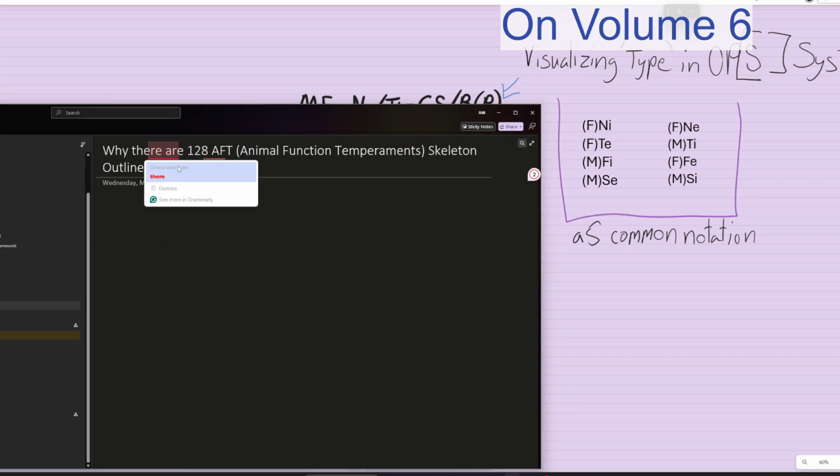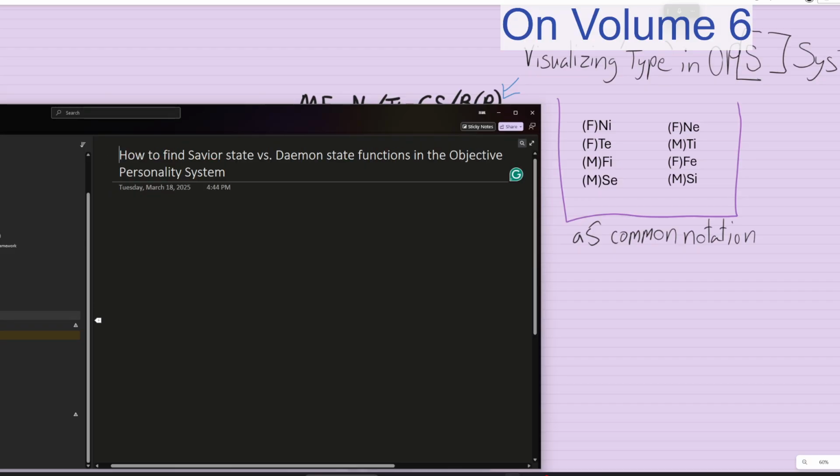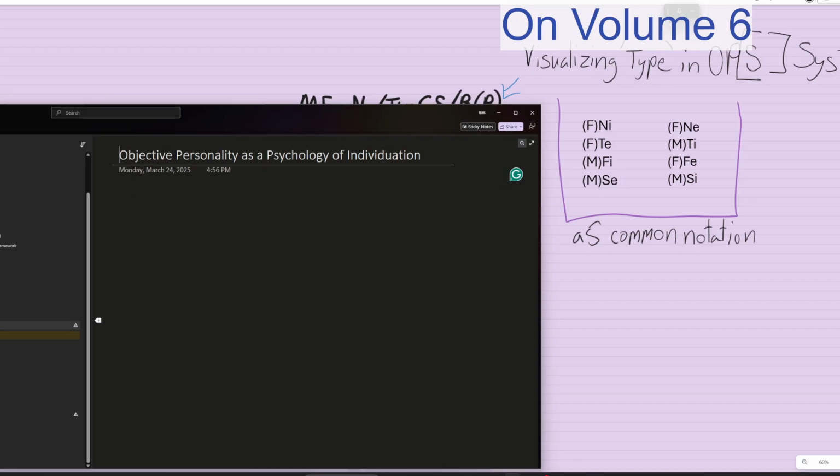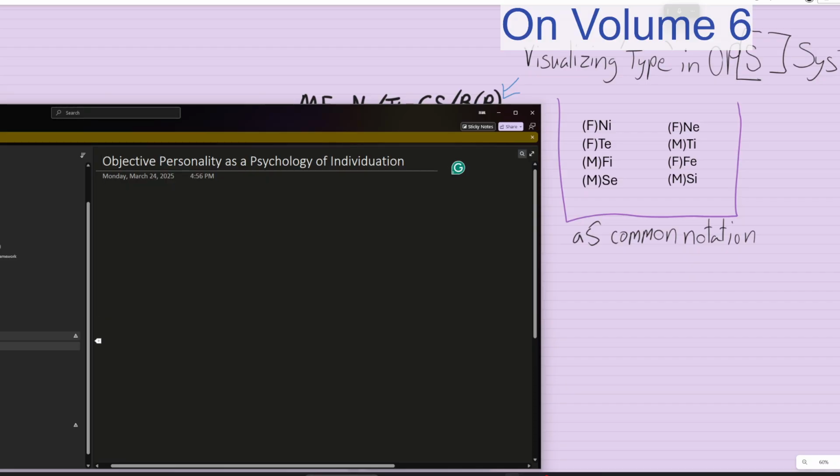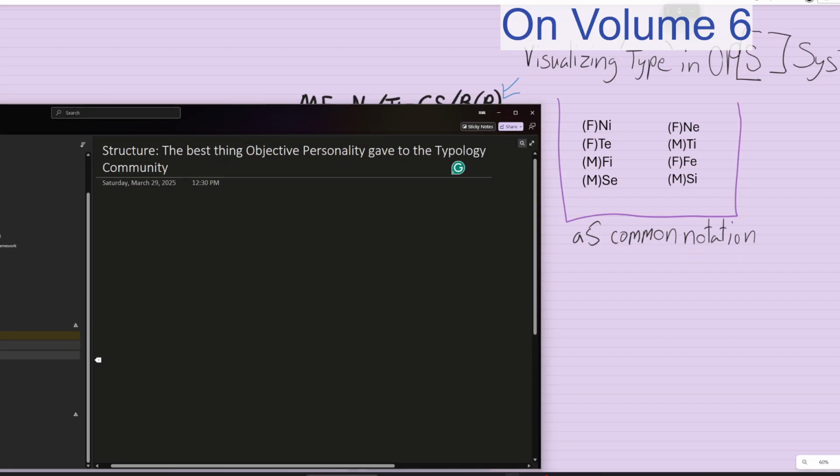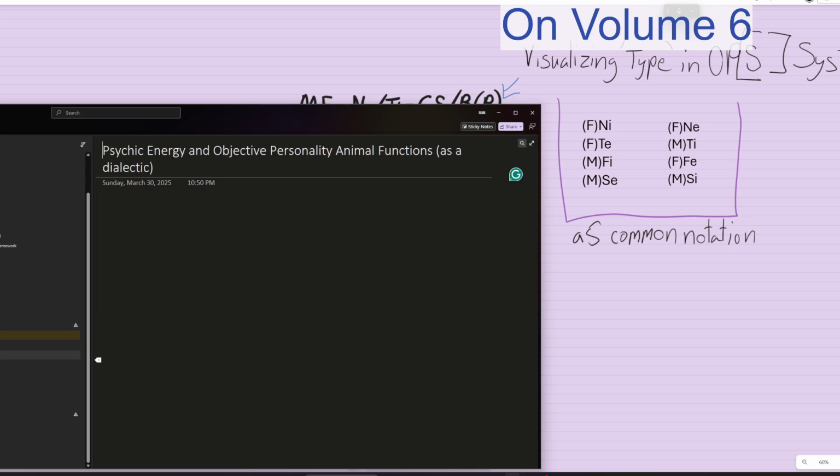Why there are 128 animal function temperament skeleton outlines. How to find savior state versus demon state functions in the objective personality system. Objective personality as the psychology of individuation. Structure: the best thing objective personality gave to the typology community. Psychic energy and objective personality animal functions as a dialectic.